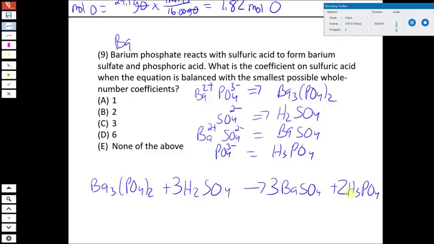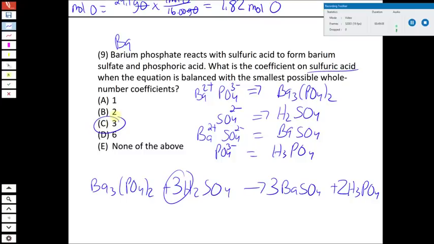Did I do that correctly? I think I did. So we have 3 bariums, 2 phosphates, 6 hydrogens, 3 times 2, 2 times 3, 3 sulfate, 3 sulfate. So everything is balanced out in this case. So now what we're looking for is the coefficient on sulfuric acid, which is this reactant here. So that's going to be 3, choice C.